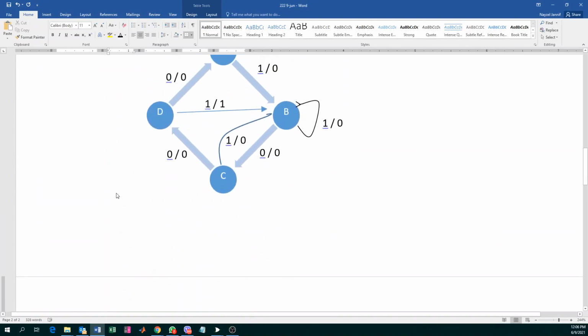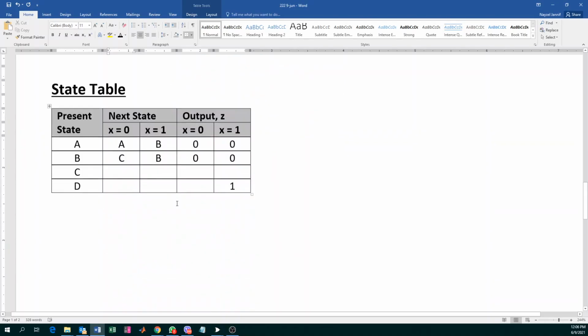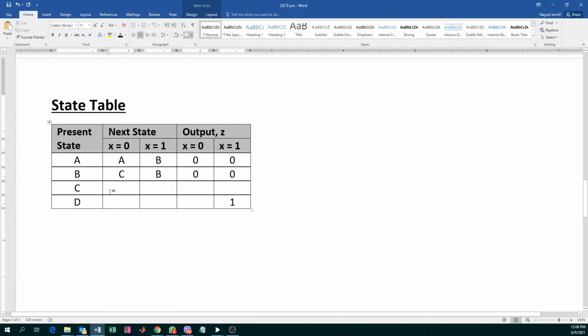For C, let's look at C. If your input is 1, you go to B, and your output is 0. And if it's 0, you go to D, and your output is 0. So you have D, and again B, and both scenarios are 0.